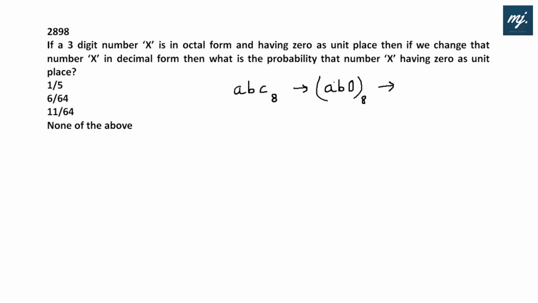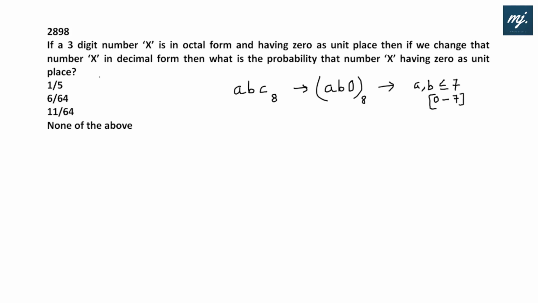The highest value of A or B can be 7. So A and B have to be less than or equal to 7. So they can be any digit from 0 to 7. They cannot be more than 7 because it's in octal form. Now we have a 3-digit number in octal form, AB0, because of 0 as the unit place.